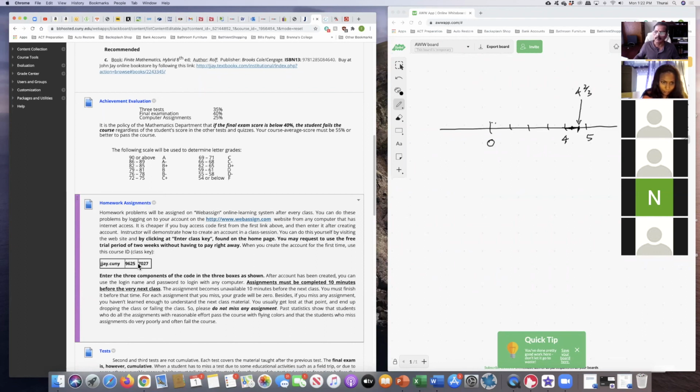You have to put the JJ CUNY. You have to enter the jjay.cuny space 9625 space 7027. Oh, okay. jjay.cuny is necessary to identify the school, and then the rest of the numbers will identify this course. So you need the whole thing.